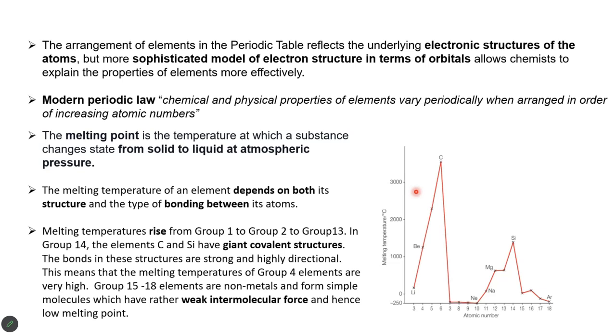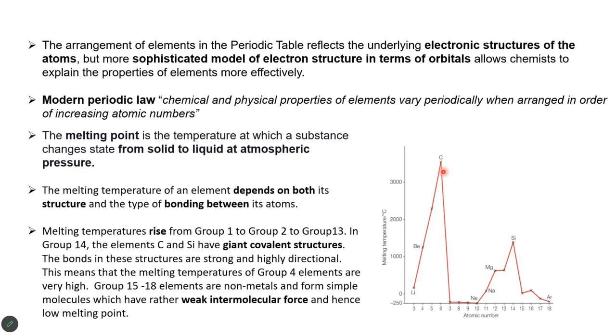The melting point. This figure shows the variation of melting point. The melting point depends on the structure and bonding between the elements. We can see that the melting point rises sharply along a period, and this is how it rises. In group 1, group 2, and then up to group 13, these are metals.